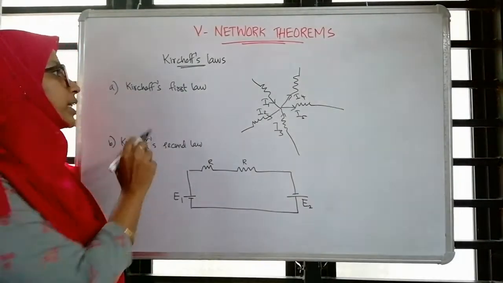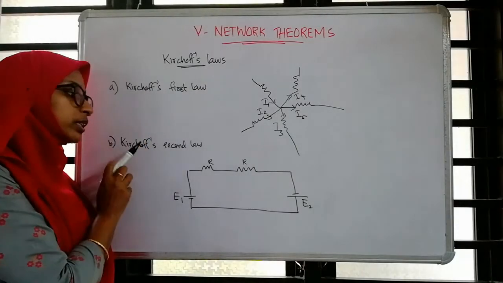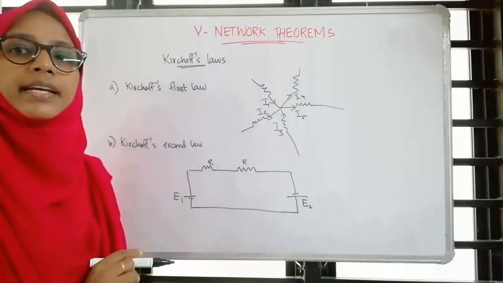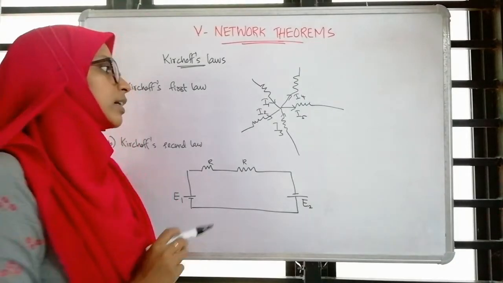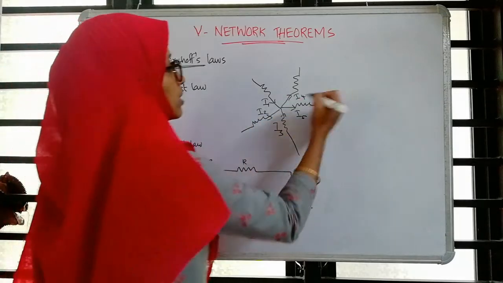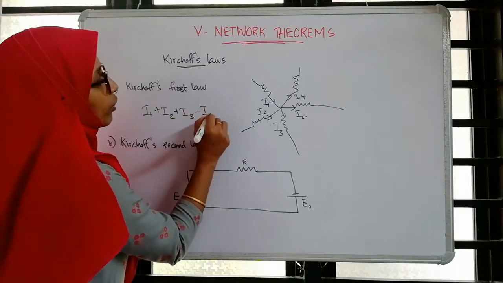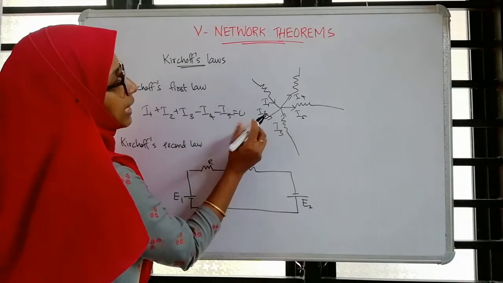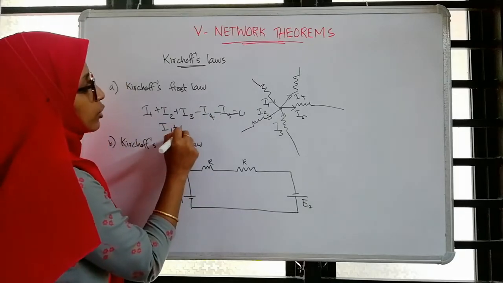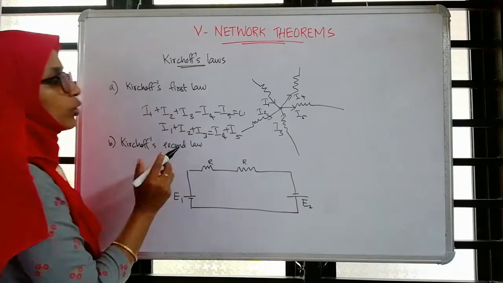Next, the basic knowledge we need when we are going to deal with the network theorems is the Kirchhoff laws. As we know, Kirchhoff's laws have a first law and a second law. The first law means that the algebraic sum of currents entering a junction is equal to 0. That is, the current entering a junction is considered positive and the current leaving a junction is considered negative. So we can write I1 plus I2 plus I3 minus I4 minus I5 equals 0. As we know, I1, I2, I3 are entering this junction and these two are leaving. So I1 plus I2 plus I3 equals I4 plus I5. That is, current entering a junction is equal to current leaving that same junction.